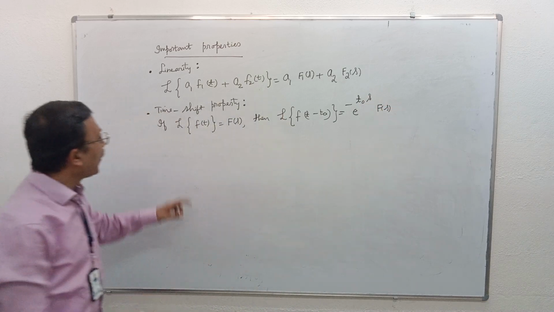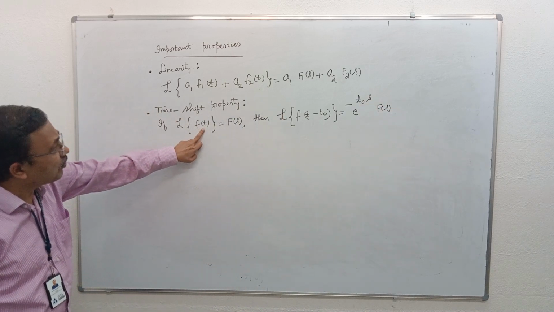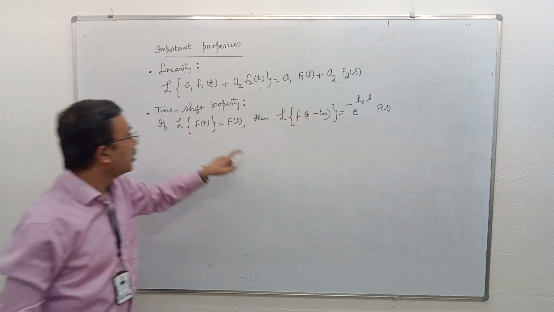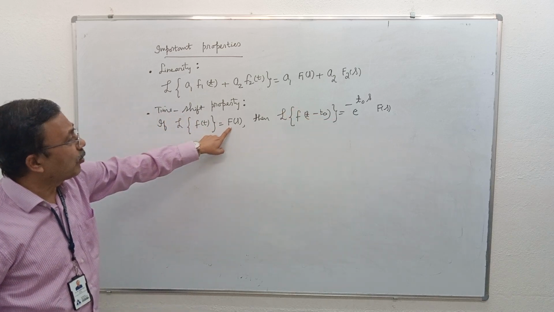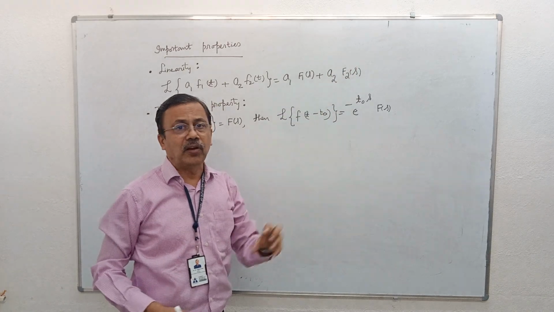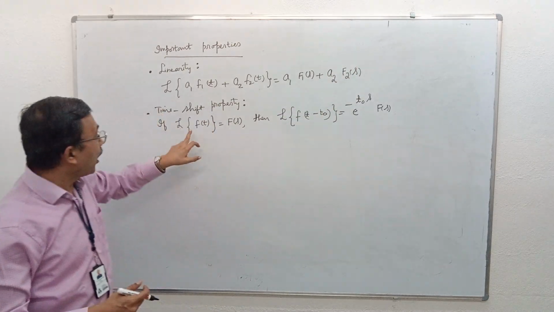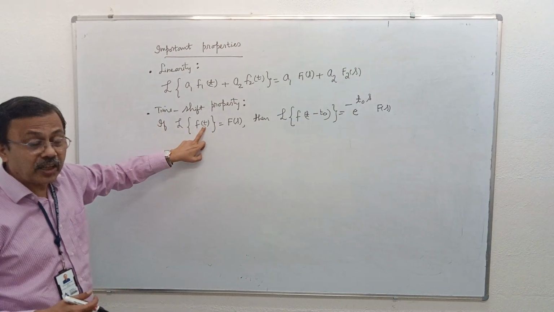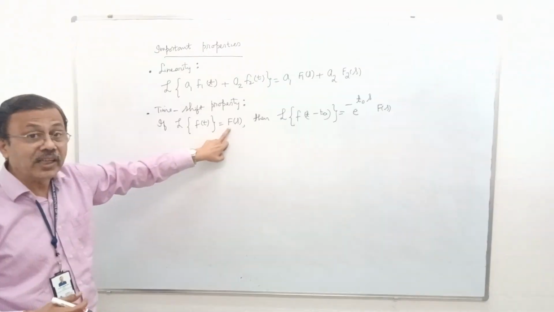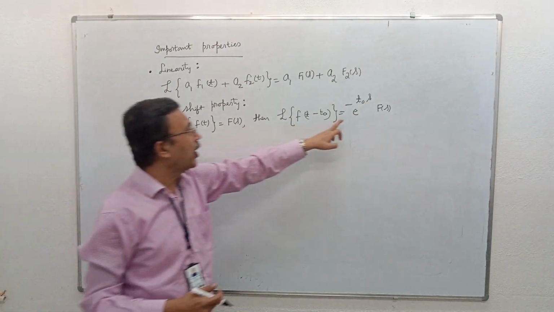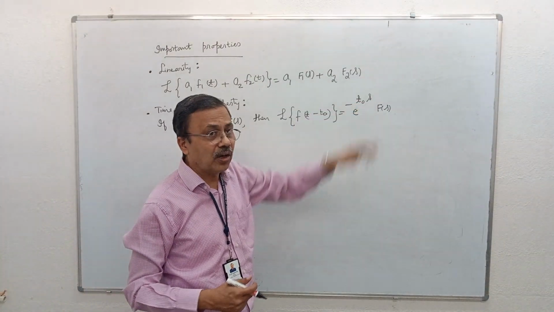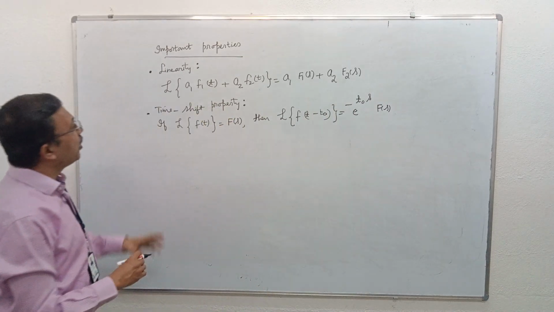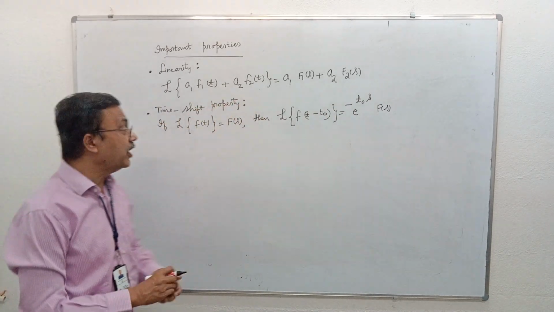What it means is, in f of t, if you replace t by t minus t naught, F of s gets multiplied by e to the power minus t naught into s. I repeat, in time domain, if you replace t by t minus t naught, in s domain, F of s gets multiplied by e to the power minus t naught into s. This property is called time shift property.